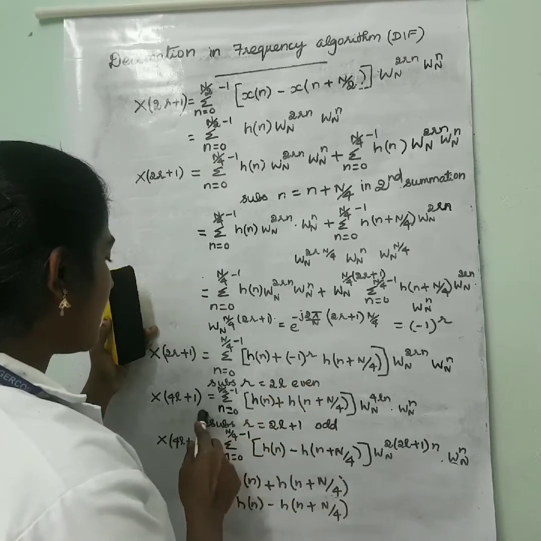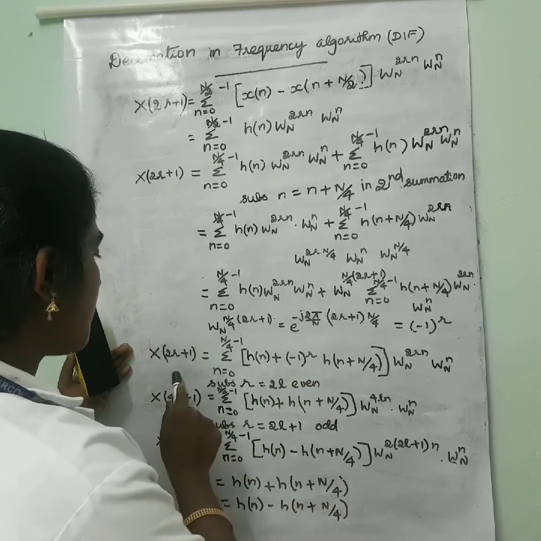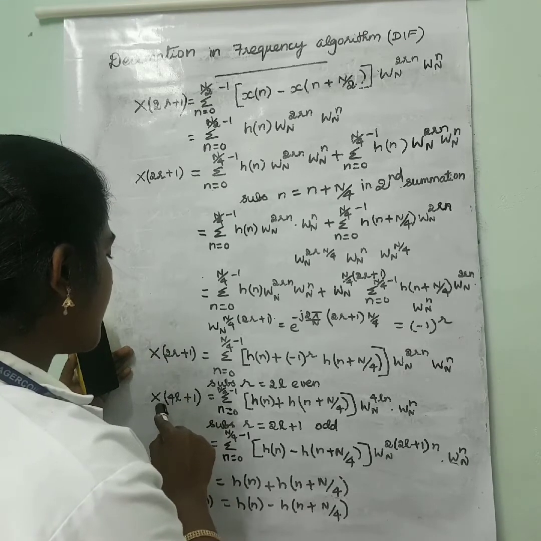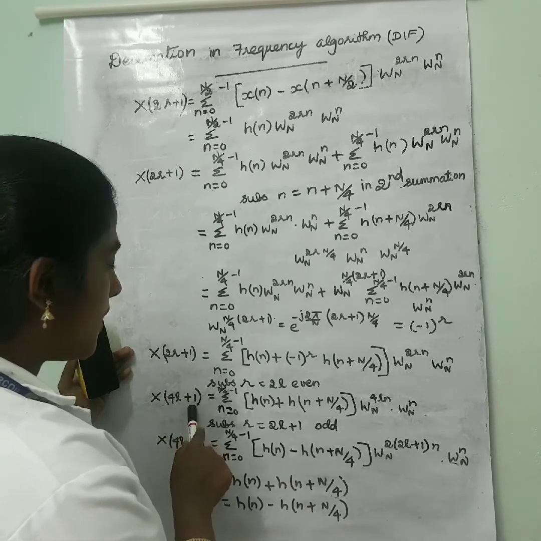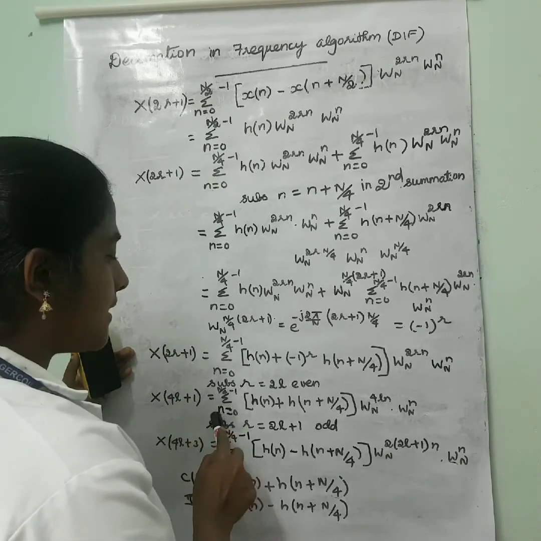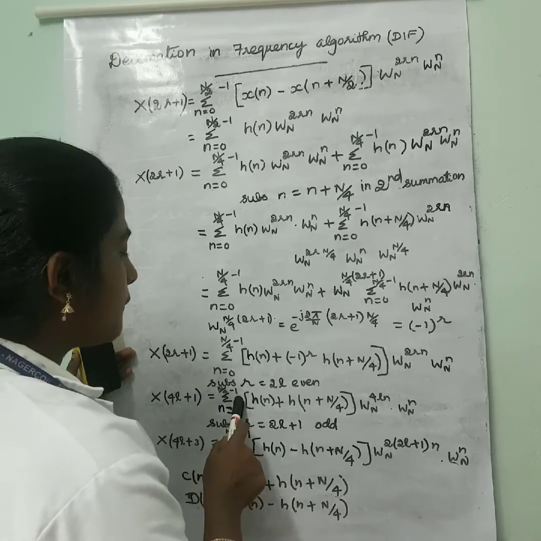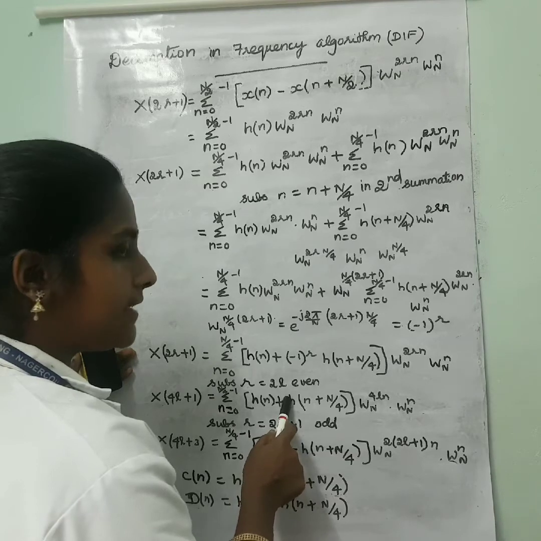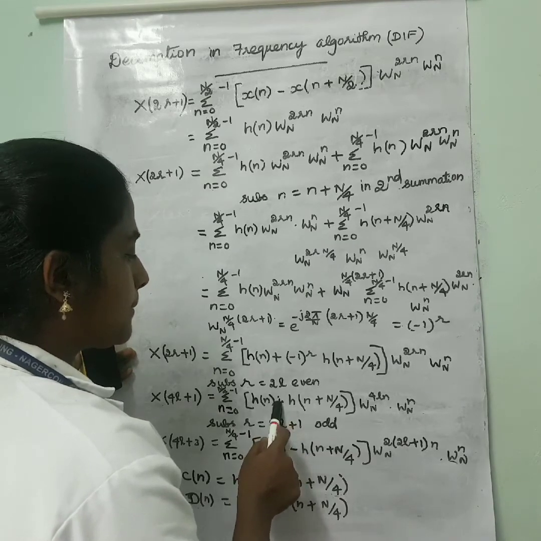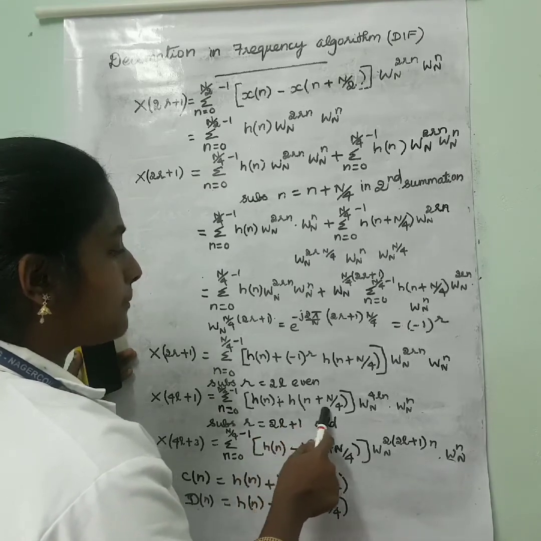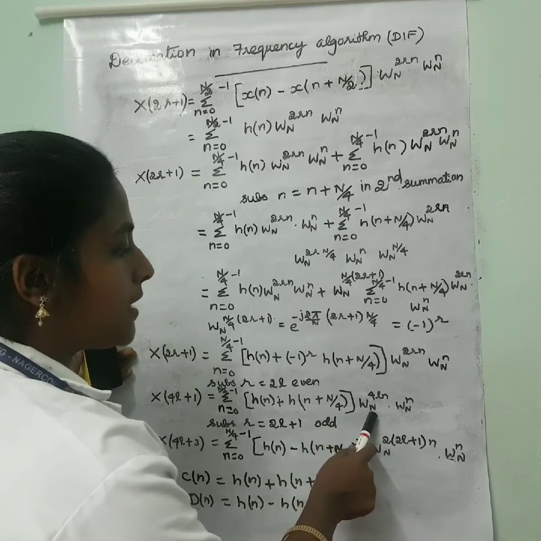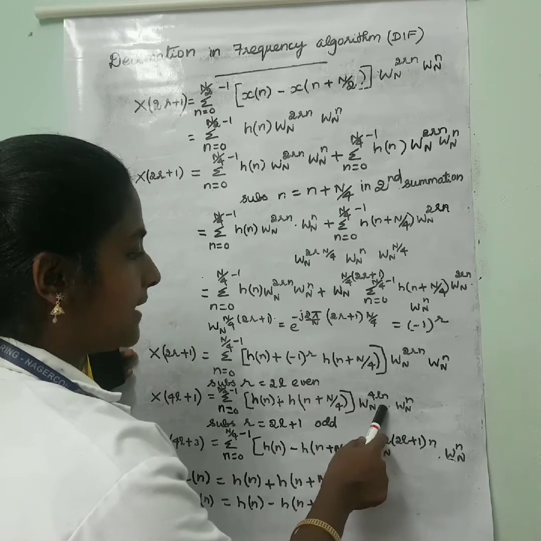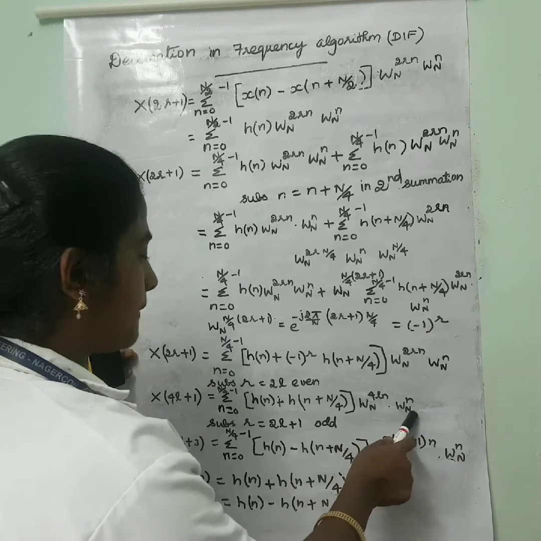So you will get the equation, here also you substitute r is equal to 2l, so you will get X of 4l plus 1 is equal to summation n is equal to 0 to N by 4 minus 1 of h of n. Here it is an even term, so you will get plus h of n plus N by 4 into W_N power 4ln into W_N power n.